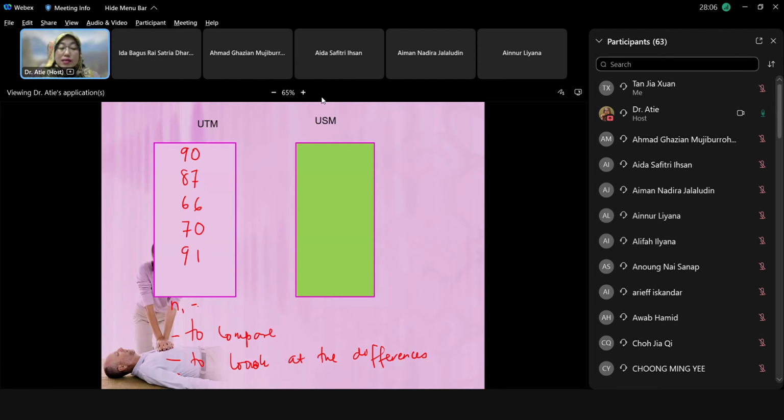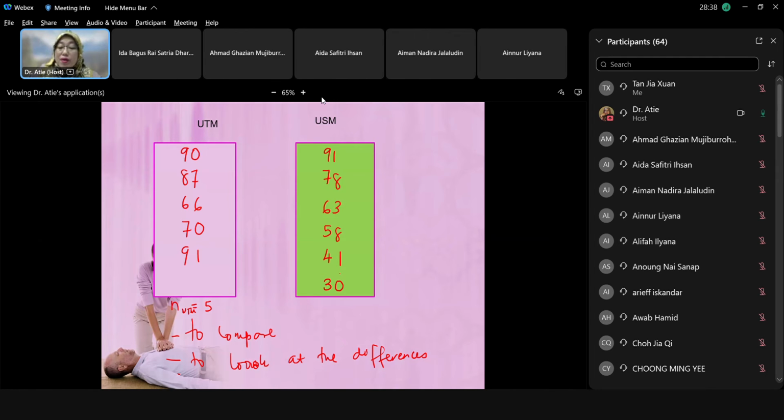So N1 is equal to 5. So the number of samples, or I can also write it as N for UTM, is equal to 5. Right. And then I have USM. So I also take some students from USM. So I have 91, 78, 63, 58, 41, 30, right? For example.